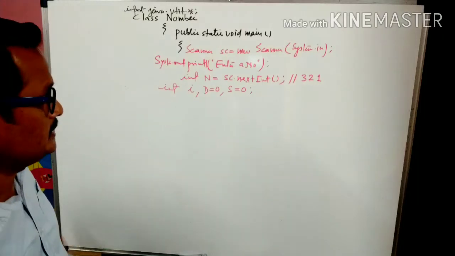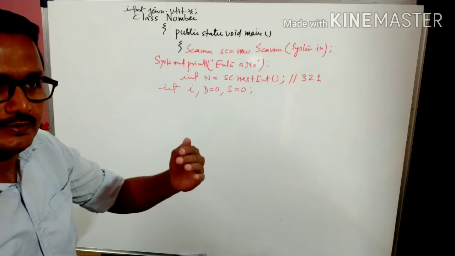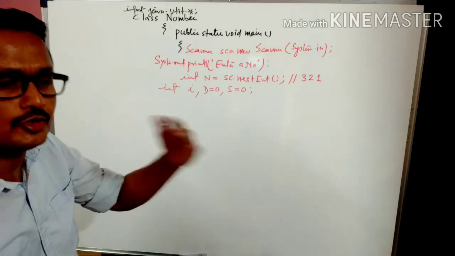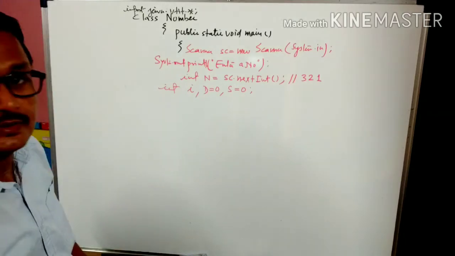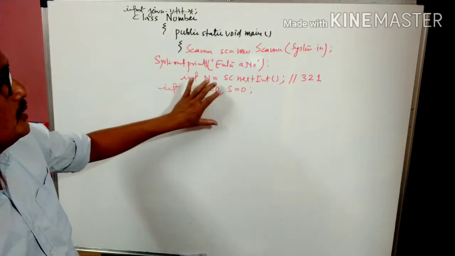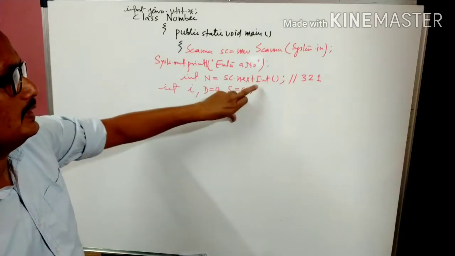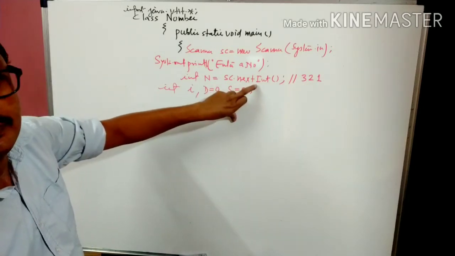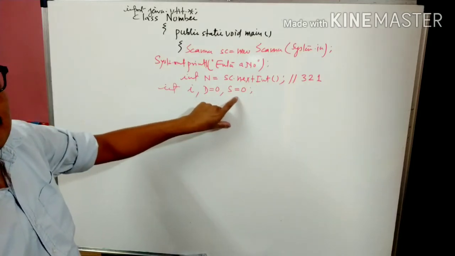So the next question is how to extract a digit, which is already explained, and the reverse of the number, which is another method. Reverse of the number. So this is a number, 321. This is the scanf statement, the way to input a number. Int i, d equal to 0, s equal to 0.